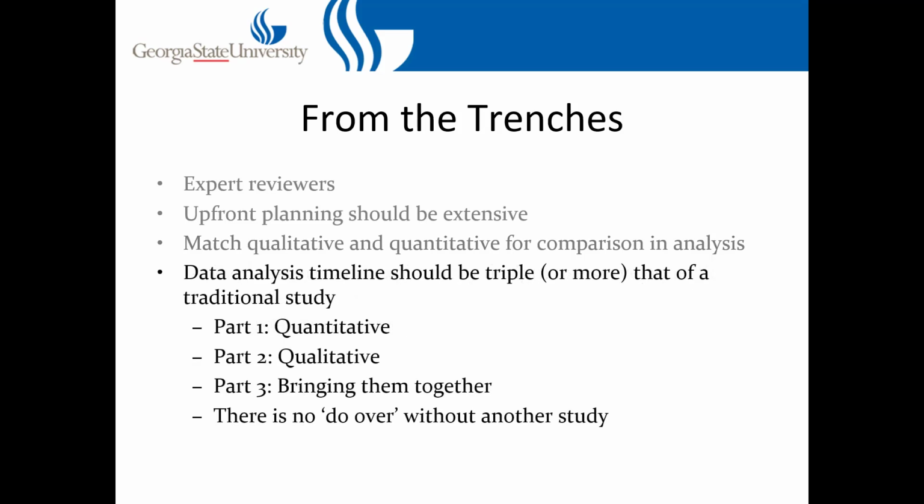The next one is you need to understand that your timeline should be triple or more of that of a traditional study. So in my mind, when I say traditional study, I think non-mixed method. So either a qualitative study or a quantitative study. Part 1 would be quantitative. Part 2 would be qualitative. Part 1 and 2 might swap based on the type of model you're doing. Part 3 is bringing them together.